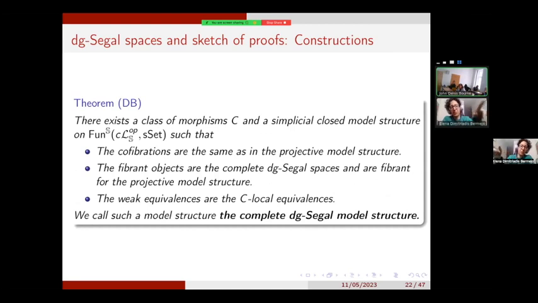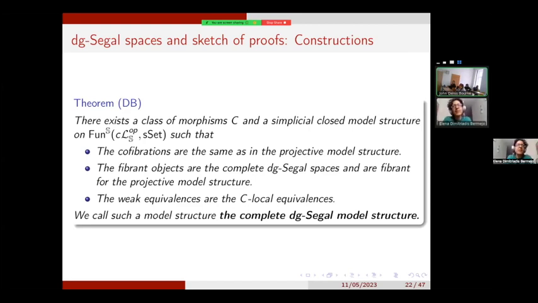So yeah, to add to your question, for this proof, we go back and forth, we use the adjunction in both senses, in both directions multiple times. Okay. And so this is also a left Bousfield localization. And we call this the complete DG Segal model structure.